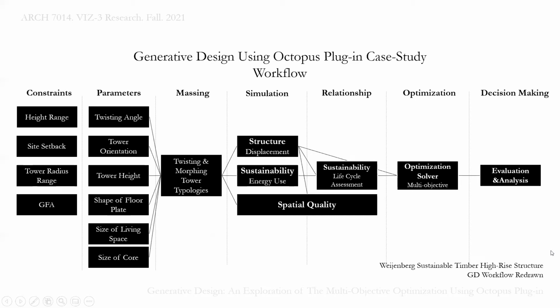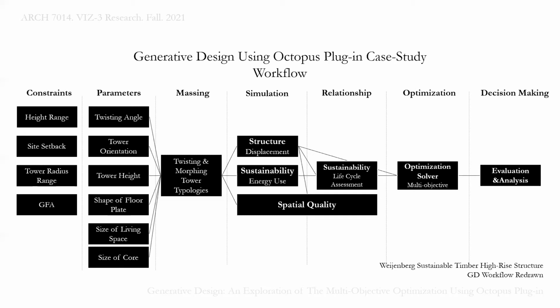And this graph is from a case study that I looked at. It's a sustainable timber high-rise structure done by a collection of students. It's a capstone master's project, and it actually works to generate design using the Octopus plugin. So it was a very interesting study for me to look at, since it's using the plugin that I'm interested to learn about.